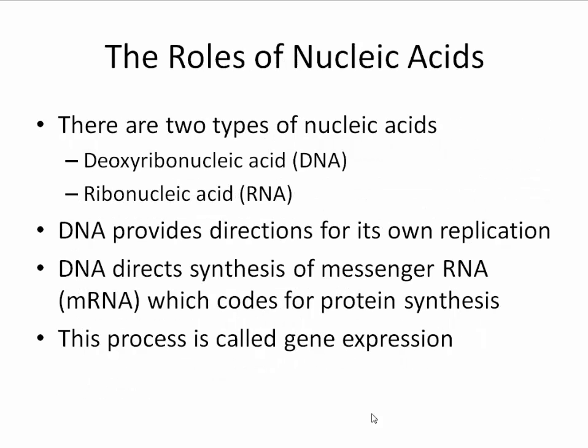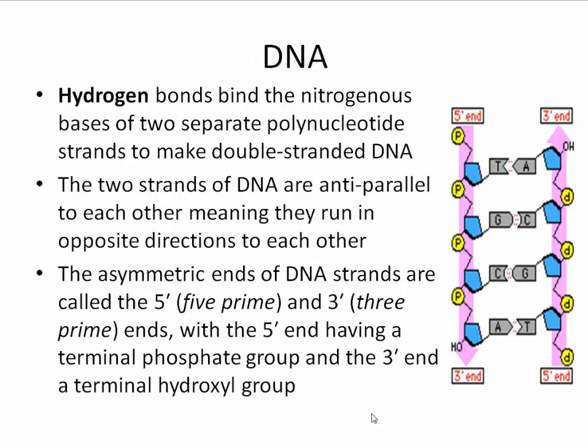The roles of nucleic acids, there are two types. There's DNA, and then there's RNA, which is ribonucleic acid. DNA actually provides directions for its own replication. And it also directs synthesis of RNA or messenger RNA, which codes for protein synthesis. And that is called gene expression. And so this is how it actually works.